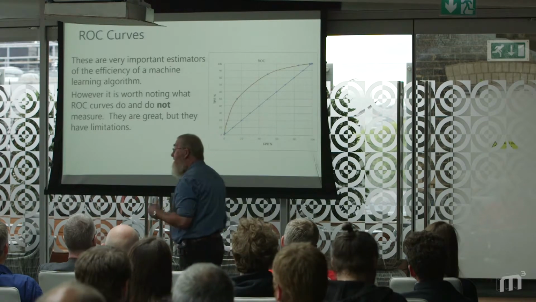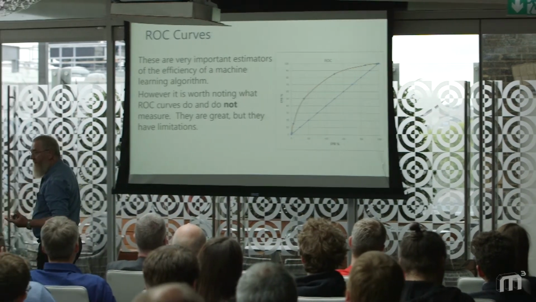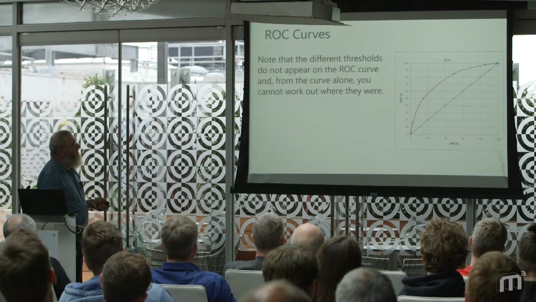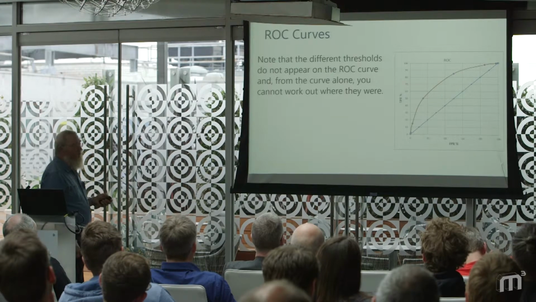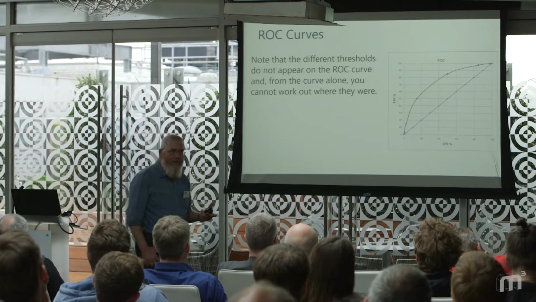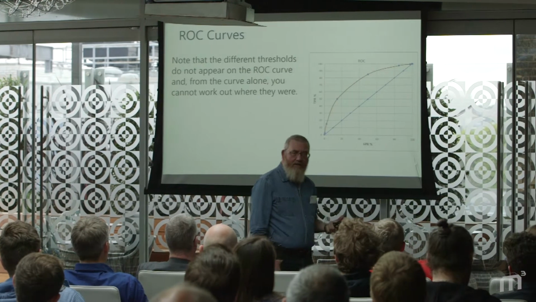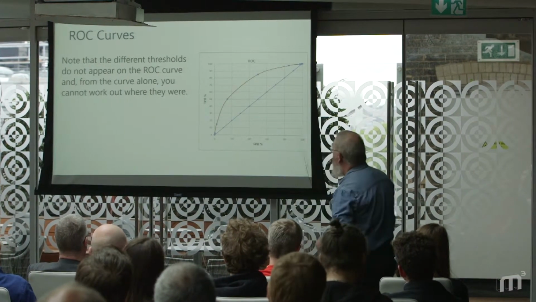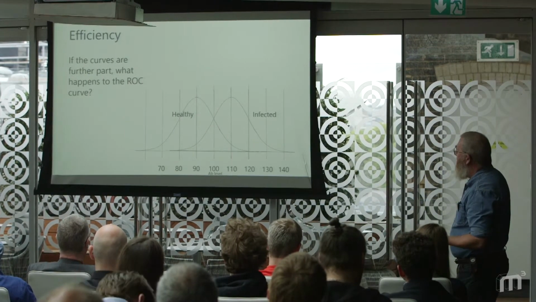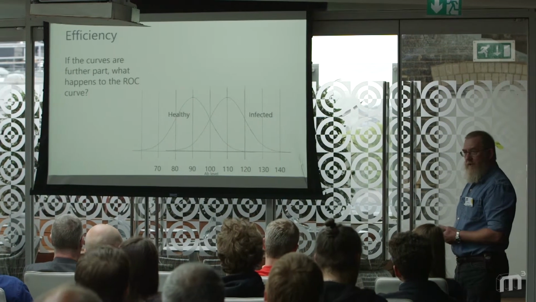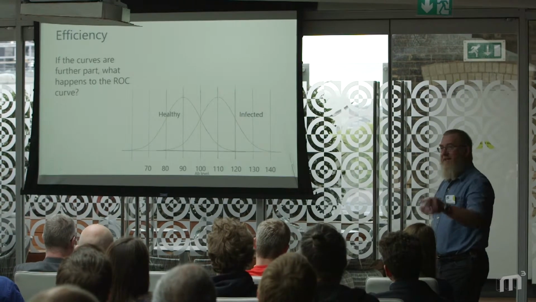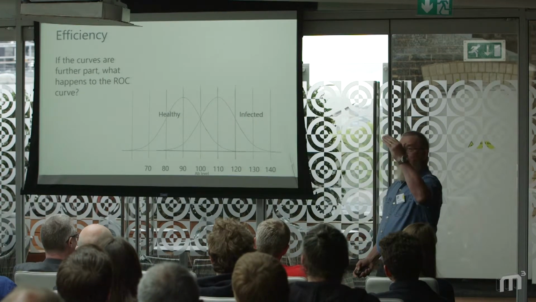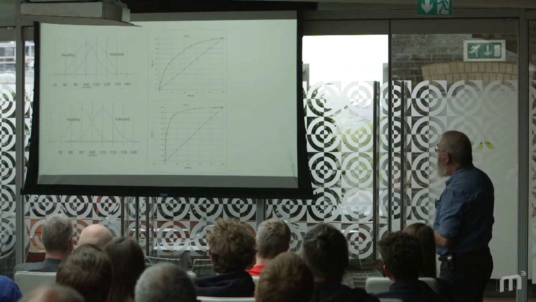So they are very, very important estimators of algorithm efficiency. And you notice that there's a lot that's not on there. What we're not showing is what threshold we used. This diagram is not concerned with the threshold we used. It's concerned with the value of one against the other, and that's all it's doing. So if the curves are further apart, what's going to happen to that ROC curve? You can now answer by drawing in the air, and it gets further across. So that's the one we started with.